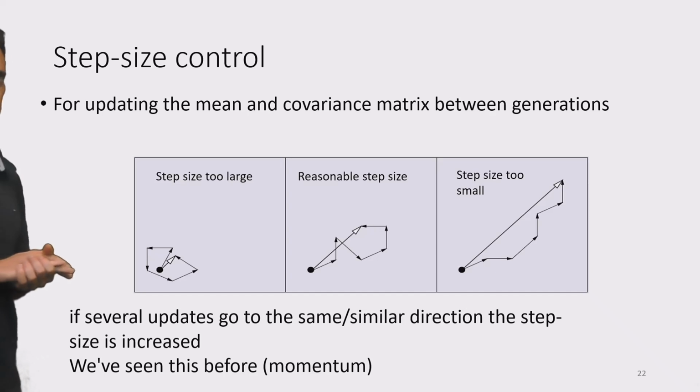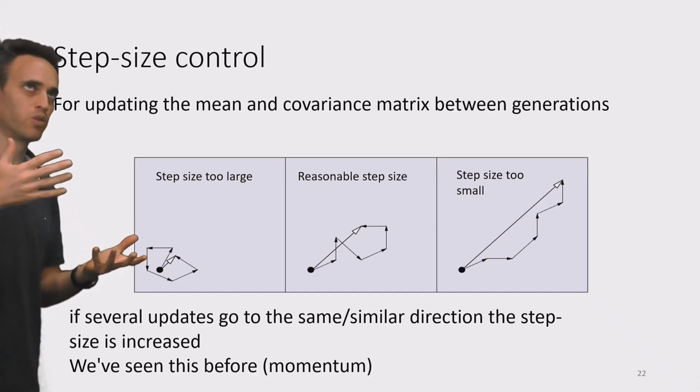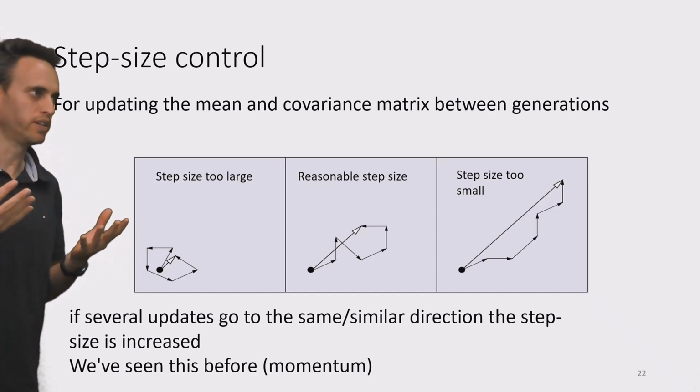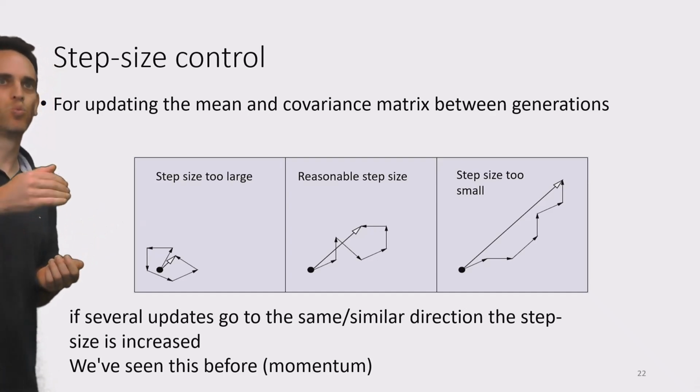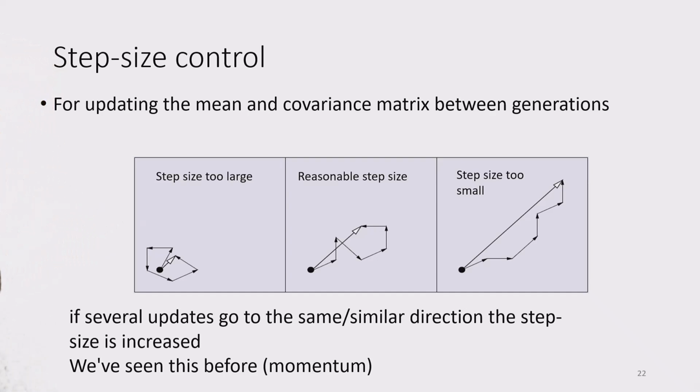In order to do that, we call them gradient steps, but it's not really a gradient, right? It's just steps towards the optimum. And so we're going to update the means and covariance with some step size. How do we set the step size?